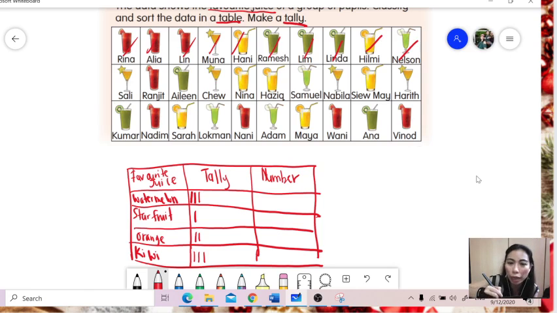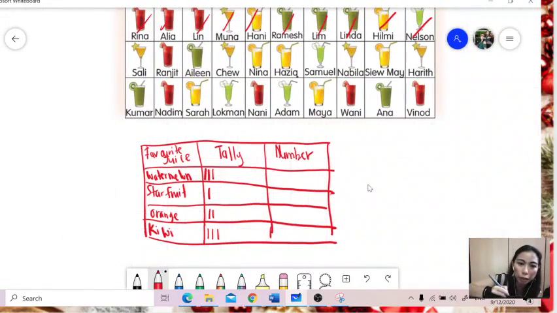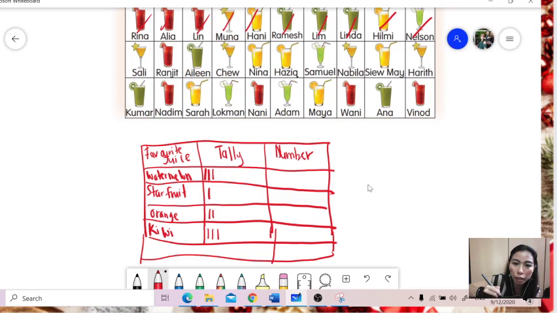Nelson, oh, I have another one, green, but it's a different kind of green. So it's an apple. It's an apple juice. So I have 5 juices. So the last one is apple. So apple is Nelson.